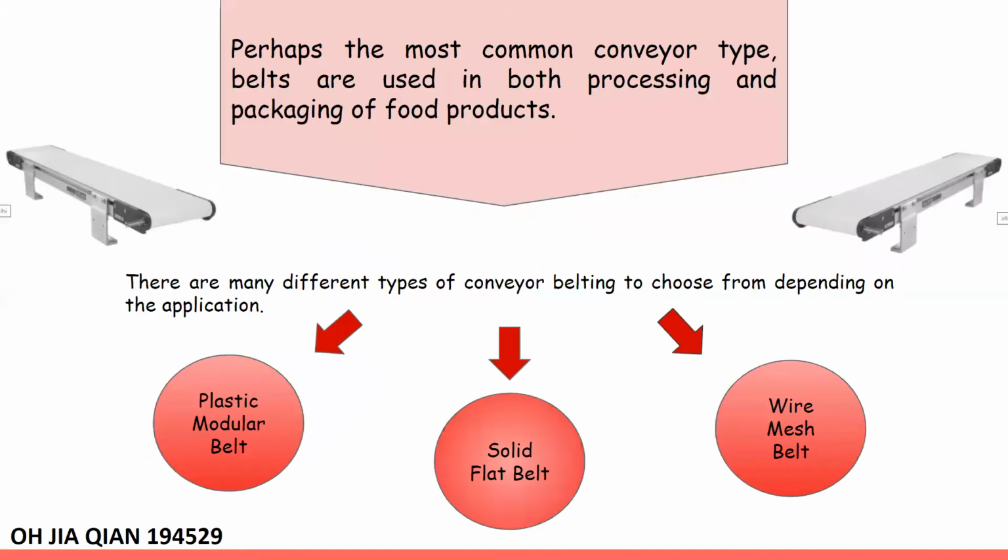Next. The conveyor belt is one of the components of the conveyor system. Most commonly, the conveyor type used in the food industry is conveyor belts. These three are the most popular choices of conveyor belts used in the food and biomaterial processing line: plastic modular belt, solid flat belt, and wire mesh belt.